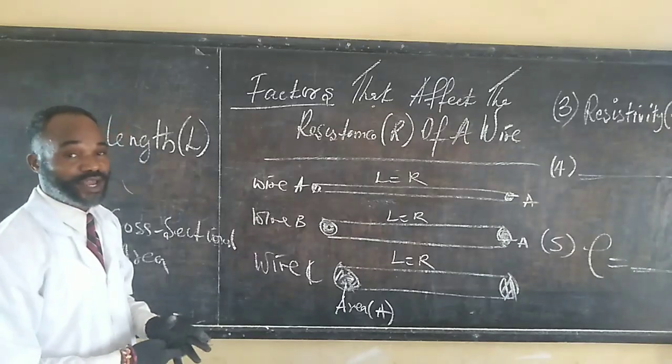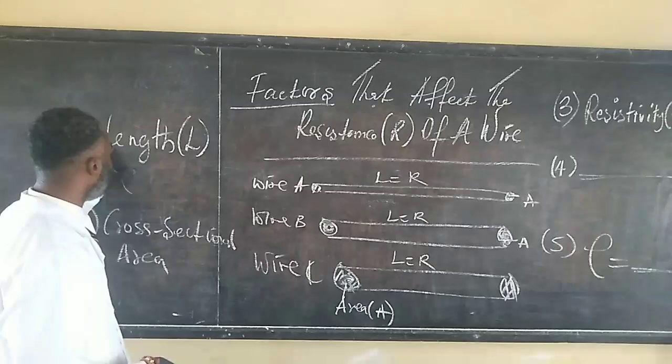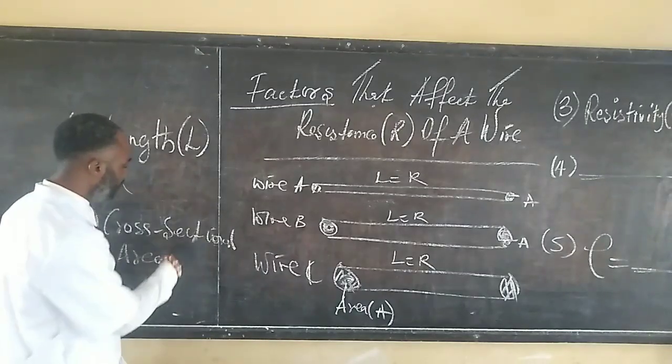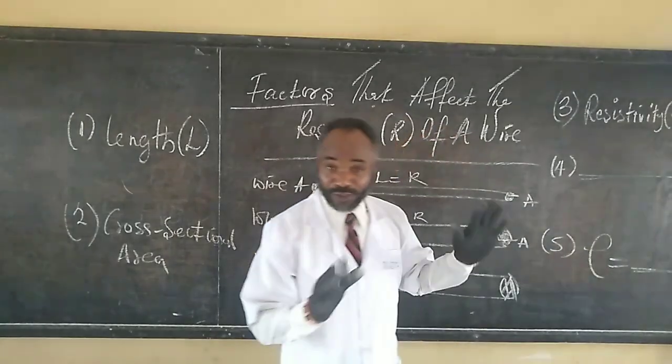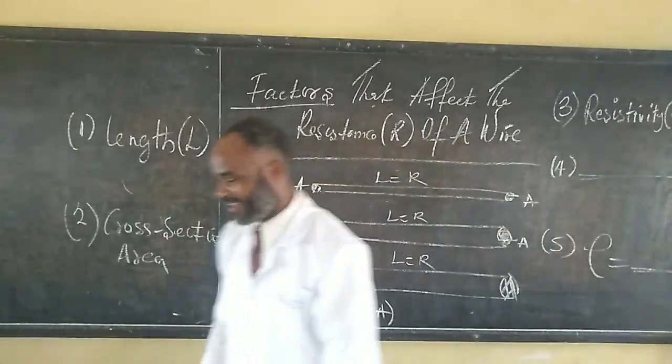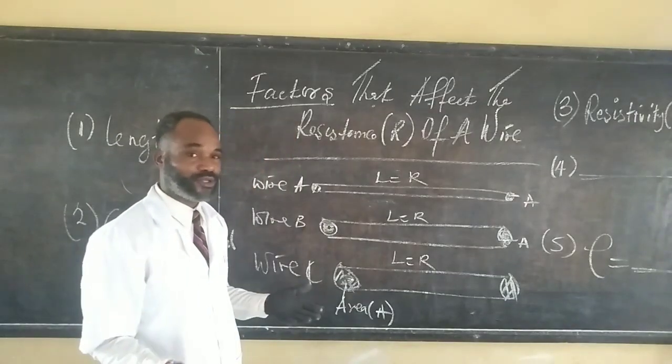I know you were expecting me to mention all the 4 factors. Of course, I've mentioned length, cross-sectional area, and resistivity. The fourth one is something you know. So what is Ohm's law? Let's start with that.